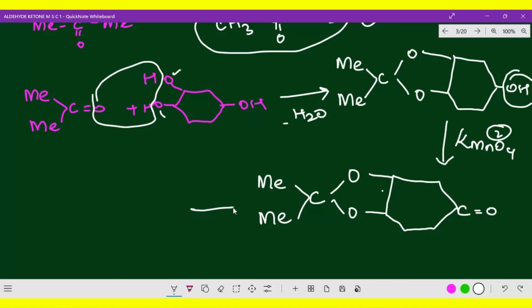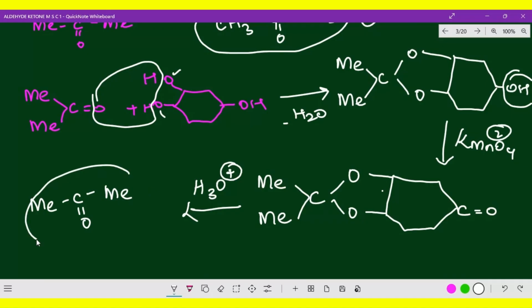Now again it goes for acid hydrolysis, H3O plus. So with H3O plus acid hydrolysis, first and foremost the bond breaks over here. So Me, C double bond O, Me, right? So you are receiving the keto group.